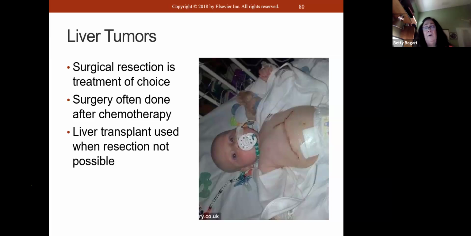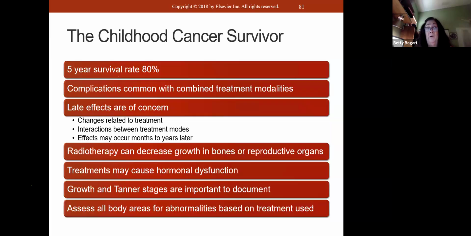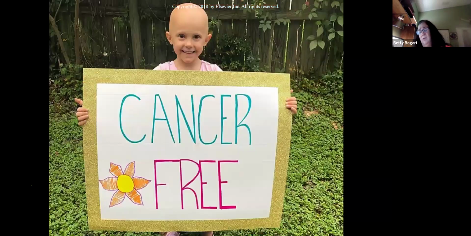Liver tumors. It is a big deal, but the thing about livers is they grow back. Livers do very well. So with cancers today, they say 5-year survival 80%. I think it's a lot higher than that now. I know in the years I've been a nurse, it's come up quite a bit. Better treatments as we go. The thing with cancer is trying to keep that kid as normal as they can be. And those Facebook pages, that's what I want to see: cancer free, right?